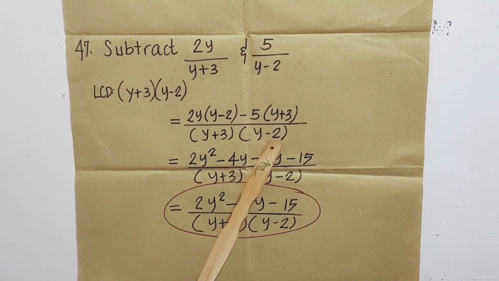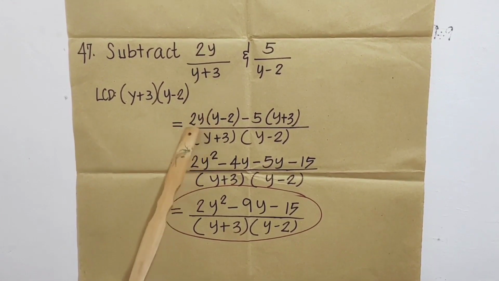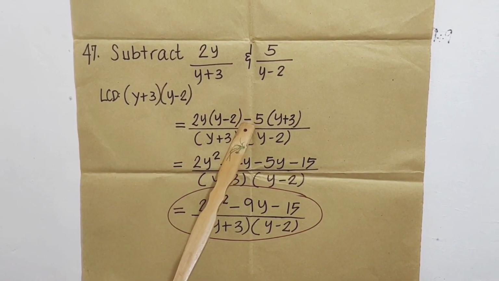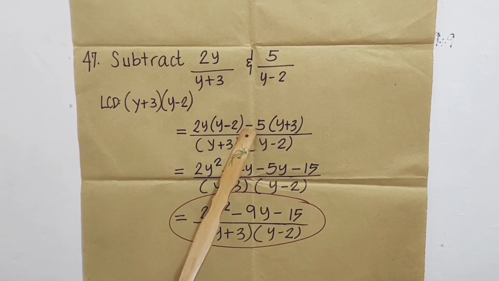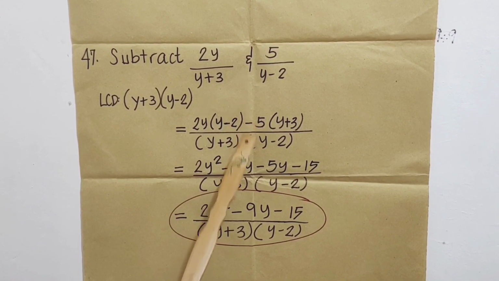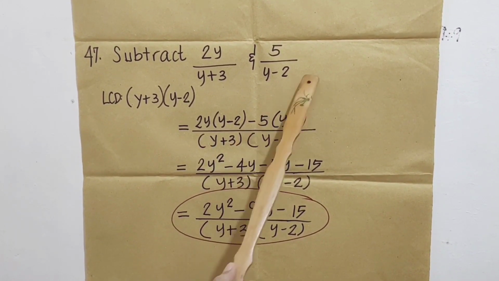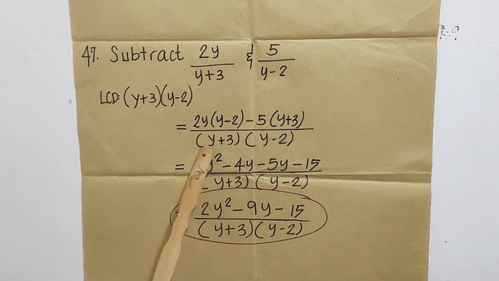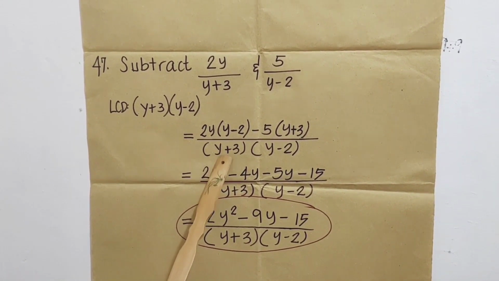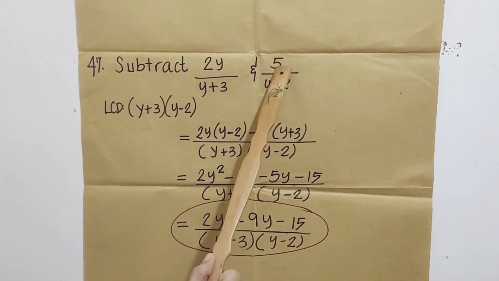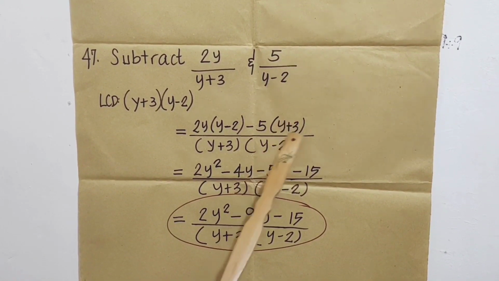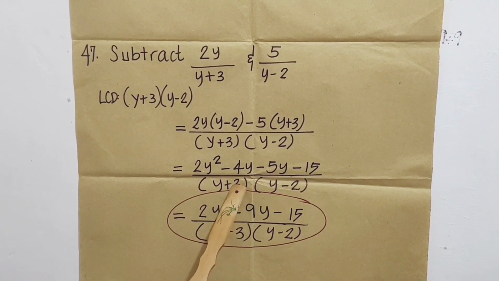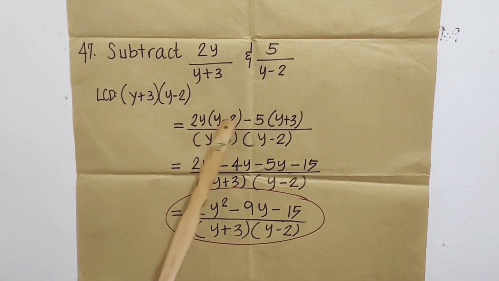Then y minus 2 now multiplies to the numerator. That's why the result is 2y times y minus 2. Then we have to write the symbol of subtraction. Then we divide again the LCD by the denominator of the second rational expression, and the same, cancel, and the remaining is y plus 3, and this y plus 3 multiplies to the numerator. Okay, negative 5 times y plus 3. Then the next step is to simplify, meaning we're going to remove all the symbols here.